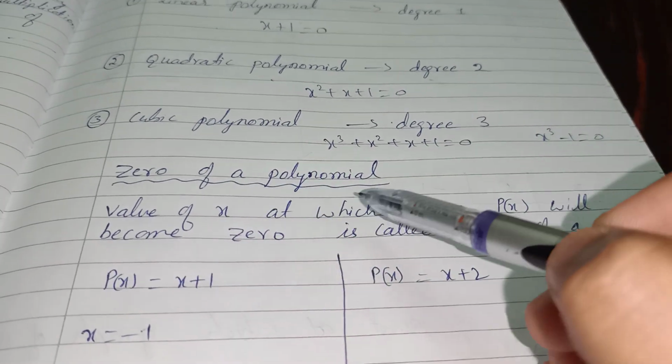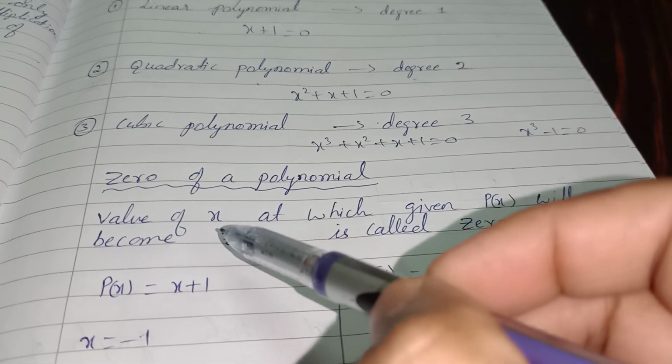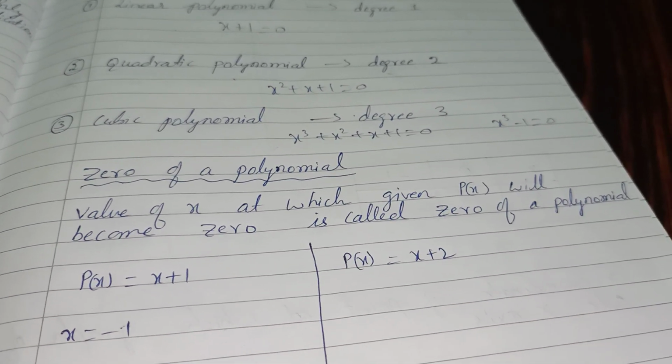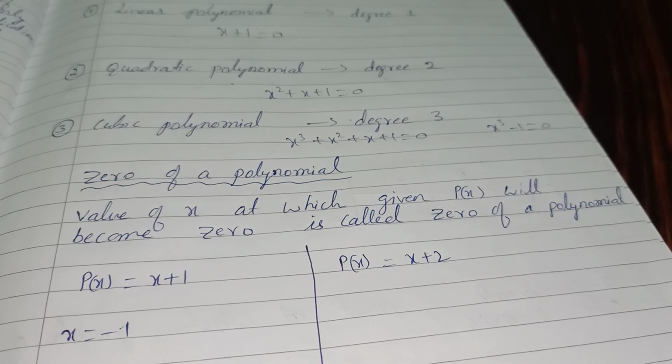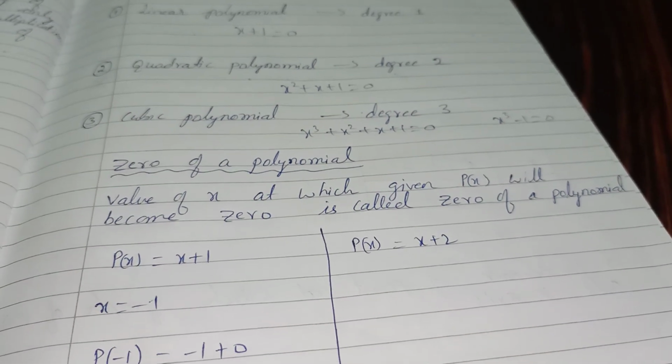Next, zero of a polynomial. What is the zero of a polynomial? The value of x at which the given p(x) becomes 0 is called the zero of a polynomial.